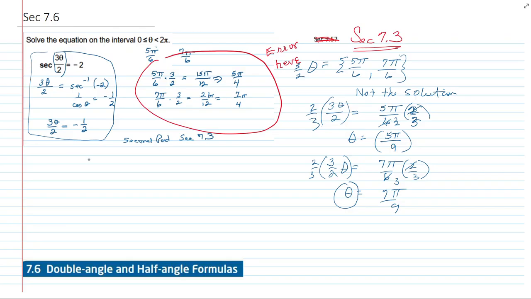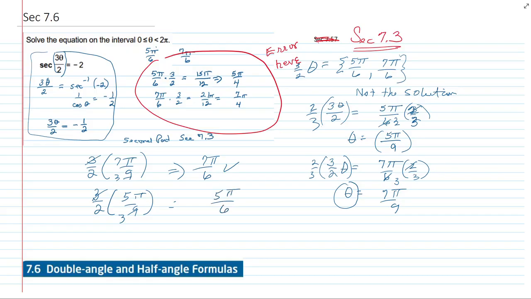What this means is if I take 3/2 of the 7 pi ninths and I take 3/2 of the 5 pi ninths, I will get as my overall theta, because this will go into 3, 7 pi sixths, which is the one I want, and this one is 5 pi sixths. Does everybody see that? And I am so sorry I made that error. Like I told you earlier, I felt it, but I didn't go back, so that made it rough.